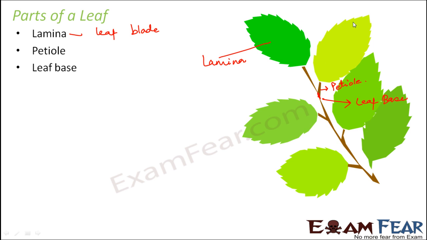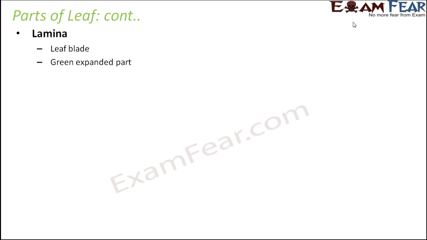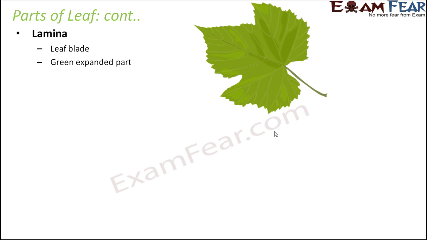Lamina is the most noticeable part of the leaf. Lamina, as I said, is also called leaf blade, and this is the green expanded part. This entire part is lamina. Lamina is that place where veins and veinlets are present. Now what are veins? If you look at the structure of the leaf closely, you will see these kind of lines present on the leaves. These lines are called veins, and from the veins you can see further branches arise. They are called veinlets. All these veins and veinlets are present on the lamina.